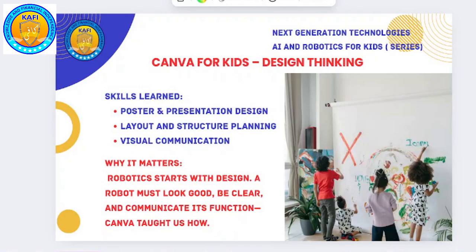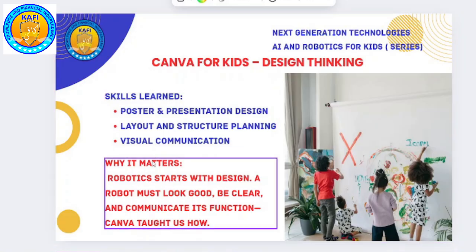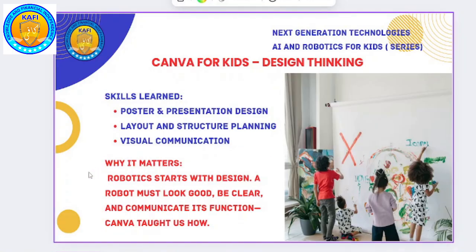First of all, we did Canva. In Canva, we learned how to make posters, presentations, layout structures, and many other things. But why did we learn it? In robotics, we have to design a robot. We have to make a physical thing, right? So we have to make a design of a robot before that robot can do anything, right? It must look good. It should be very clear, and it can communicate with the people, right?